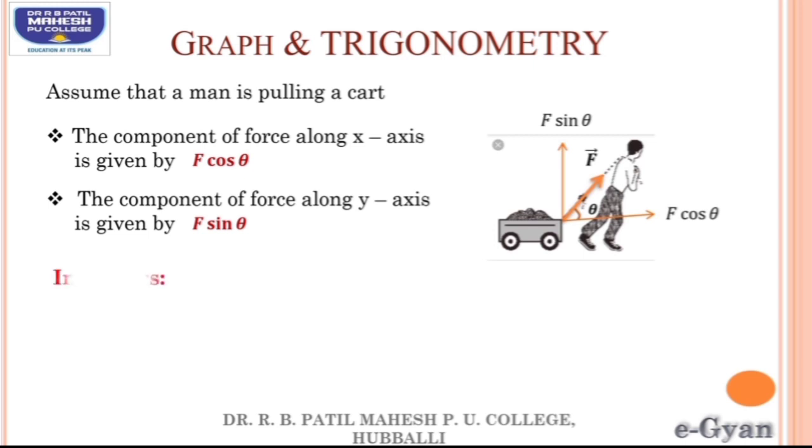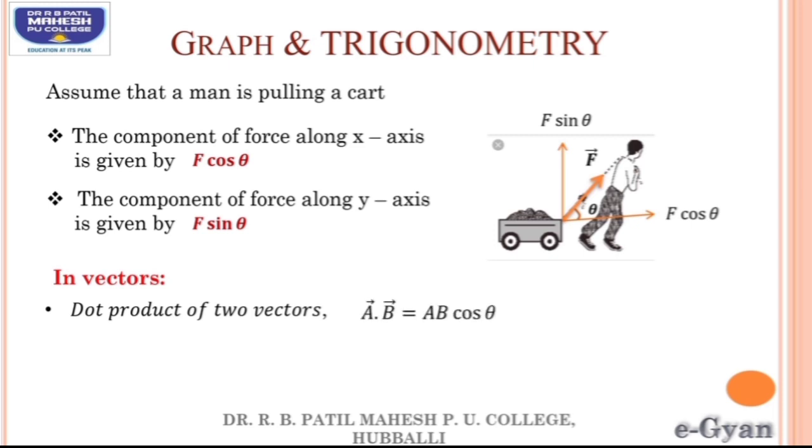In vectors, the dot product of two vectors is given by vector A dot vector B is equal to AB cos theta, and the cross product of two vectors is given by vector A cross vector B is equal to AB sin theta. In this case also, we are using trigonometric ratios. By this we come to know that trigonometry is very useful in physics. This is how trigonometry is related with physics.